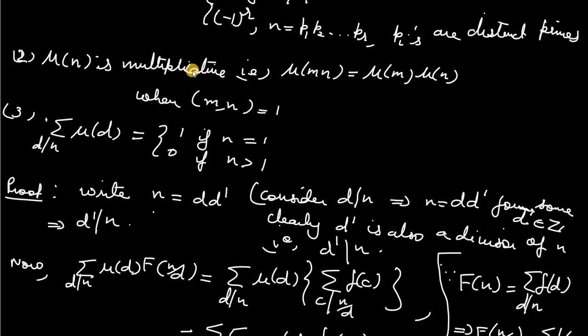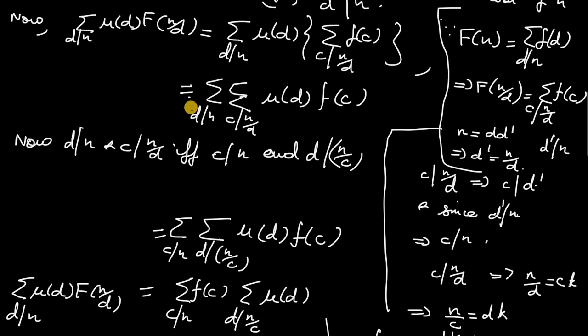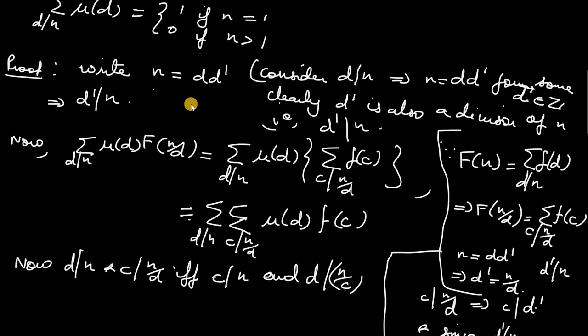Now consider the right hand side of that formula, the summation of mu of d into f of n by d. But what is the relation of capital Fn with small f? It is defined as Fn equal to the summation of f of d. Now if you have n upon d here, then replace this d by c, so that c divides n over d. So by replacing it, now you get this double summation, where d runs over the divisors of n, and c runs over the divisors of n upon d, of mu of d into f of c.